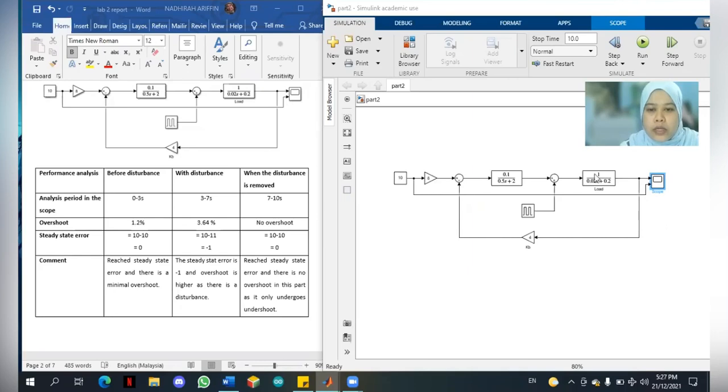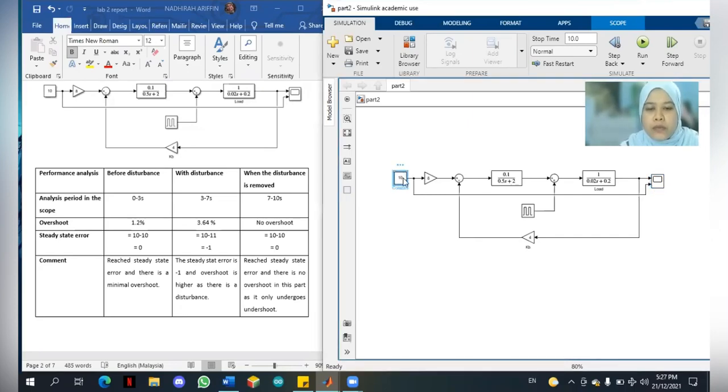For this lab 2 part 2, I will show the simulation and the output for question 2.3. This is the block diagram for question 2.3. The constant value is 10, the gain is 8, this is the sum with plus and minus, the transfer function is 0.1 over 0.5s plus 2, the load is 1 over 0.02s plus 0.2, the gain value for KB is 4, and then the pulse generator and the scope.